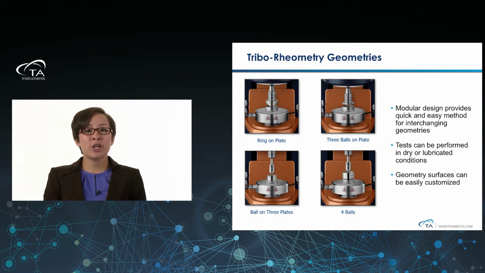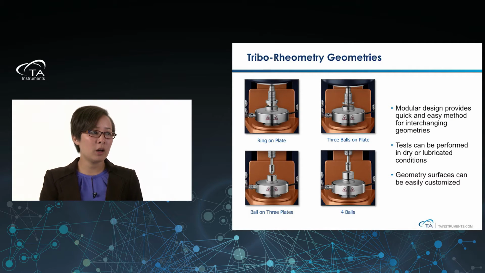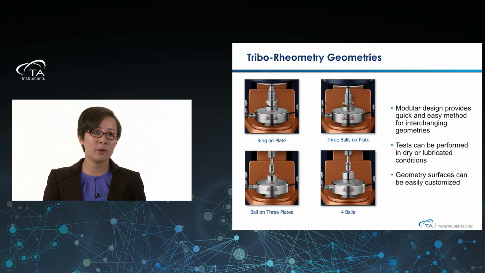Now, our accessories come in 4 flavors, if you will. We have 4 different geometries. We have the ring-on-plate geometry. As you can see, we have a ring, and then it's in contact with a bottom plate or a bottom surface. Also, the 3 balls-on-plate, where on the top, instead of a ring now, we have 3 hemispherical spheres and the plate on the bottom.